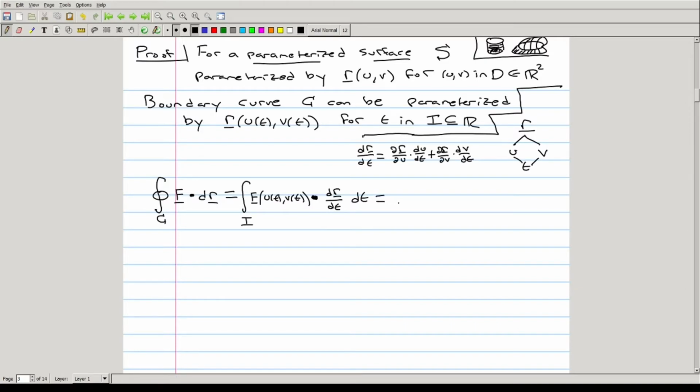So plugging in, this becomes the integral along I of the vector field f at u of t, v of t, dot product with dr dt, which is the same thing as partial r partial u times u prime, where I'm using u prime instead of du dt, plus partial r partial v times v prime, dt.